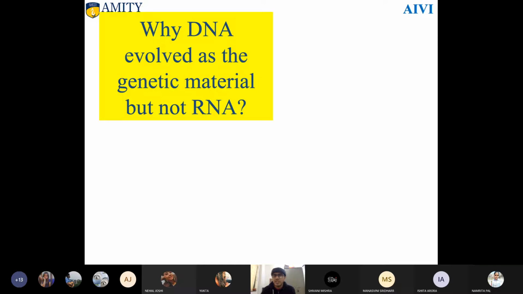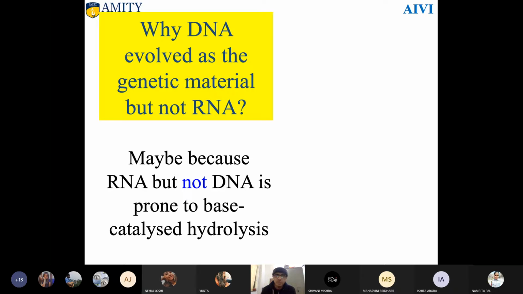So why did DNA evolve as the genetic material, and not RNA? This is a simple question. The reason behind it is the structure. The structure is going to be more stable in the case of DNA and less stable in the case of RNA.